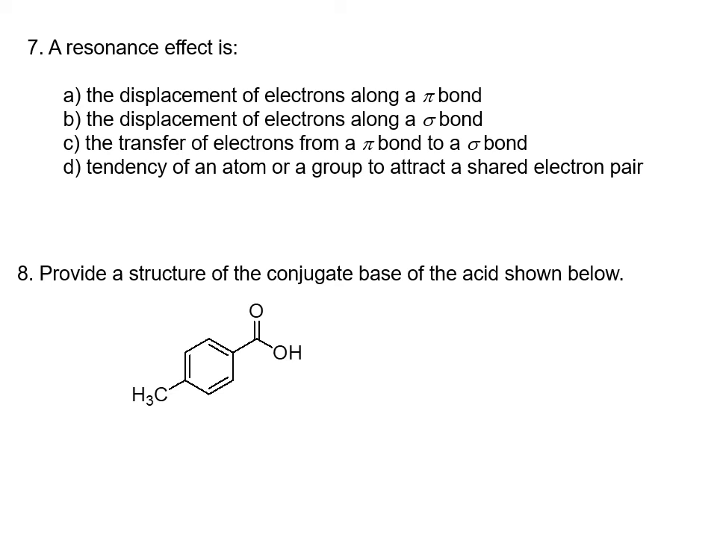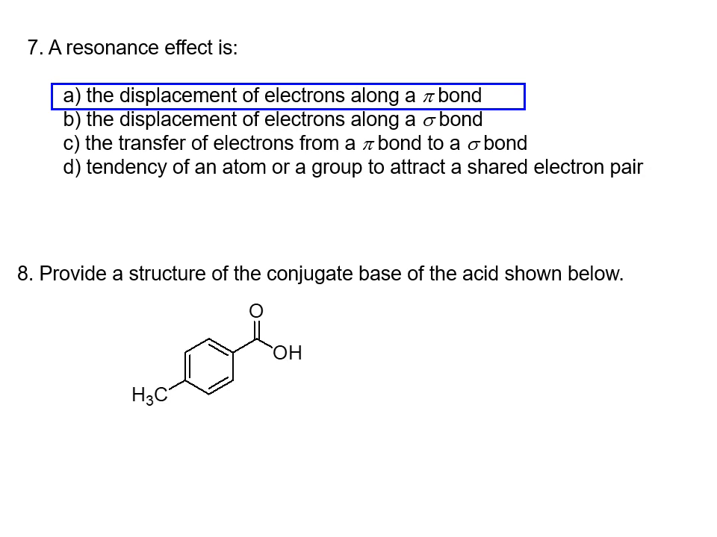C doesn't make much sense. Transfer of electrons from a pi bond to a sigma bond may be some bond-forming step in the course of an organic reaction, but not an electronic effect. Finally, D, the tendency of an atom or a group to attract a shared electron pair, is the definition of electronegativity. So B and D are distractors for students who did not study much, but remember some definitions, and just don't remember which definition relates to which concept. A is the correct answer.